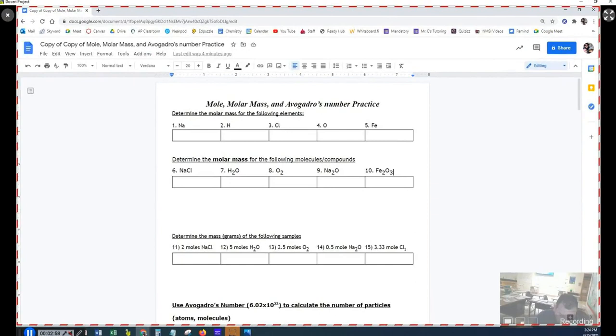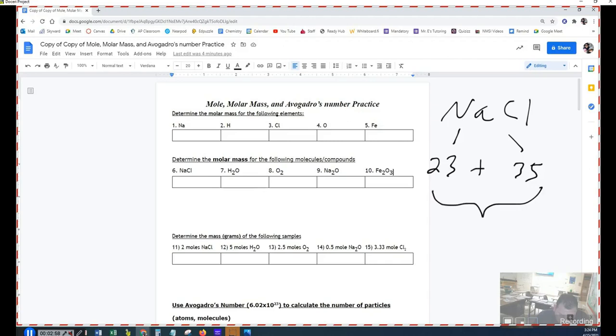Okay. NaCl. All right, we have sodium and chlorine. The mass of sodium is 23. The mass of chlorine is 35. We're just going to add them together. That is 58, 58 grams per mole. So the unit for molar mass is grams per mole. It tells you how much mass is in 1 mole of a substance.